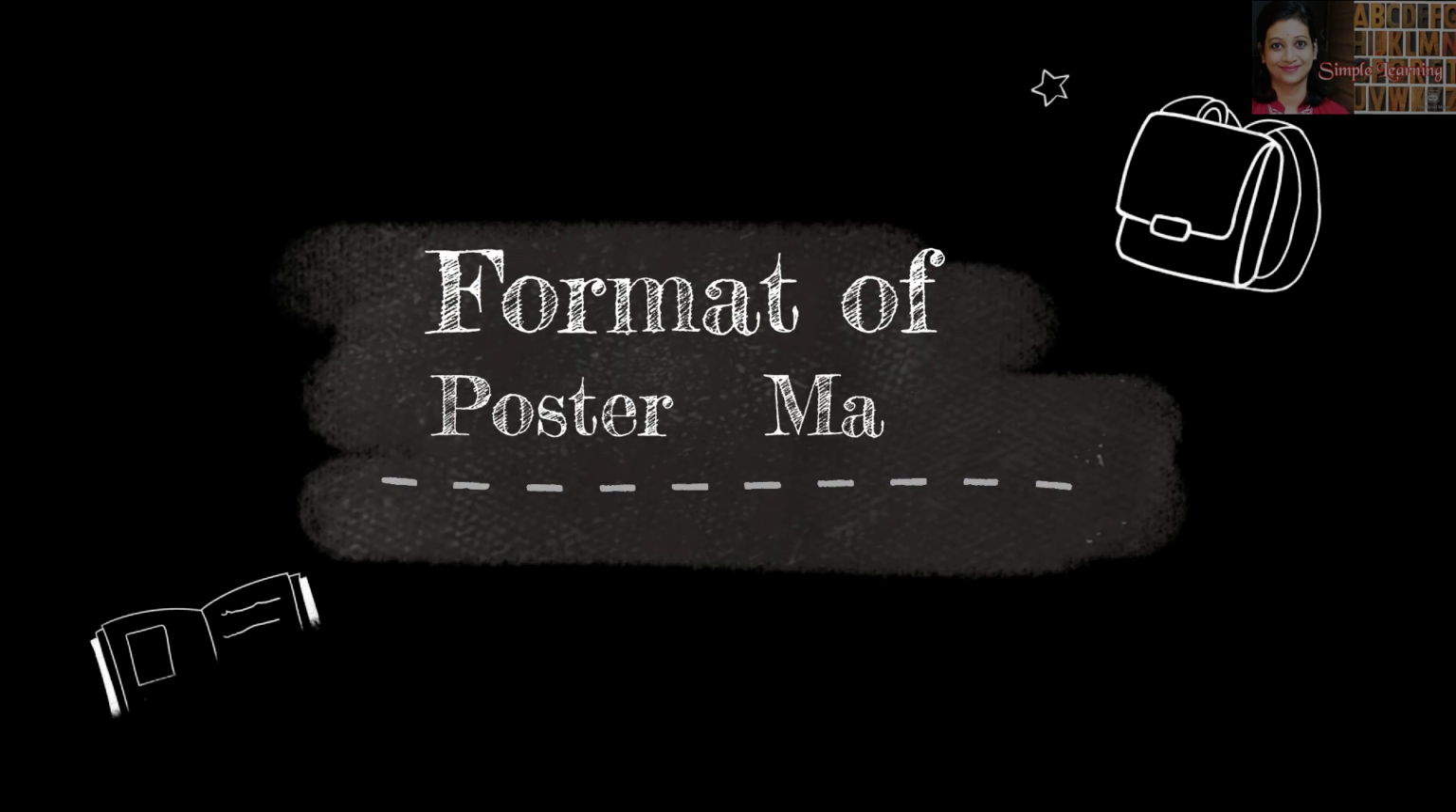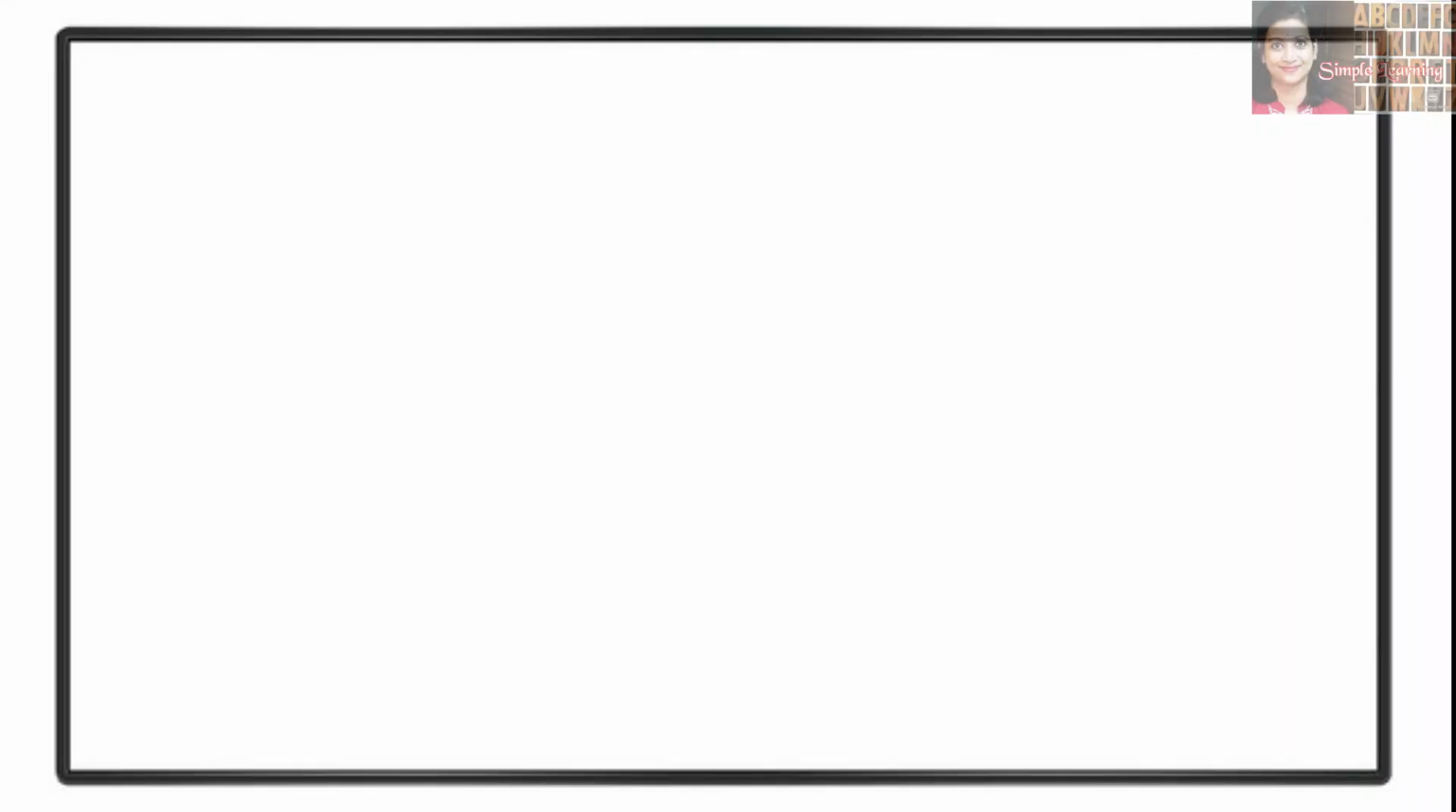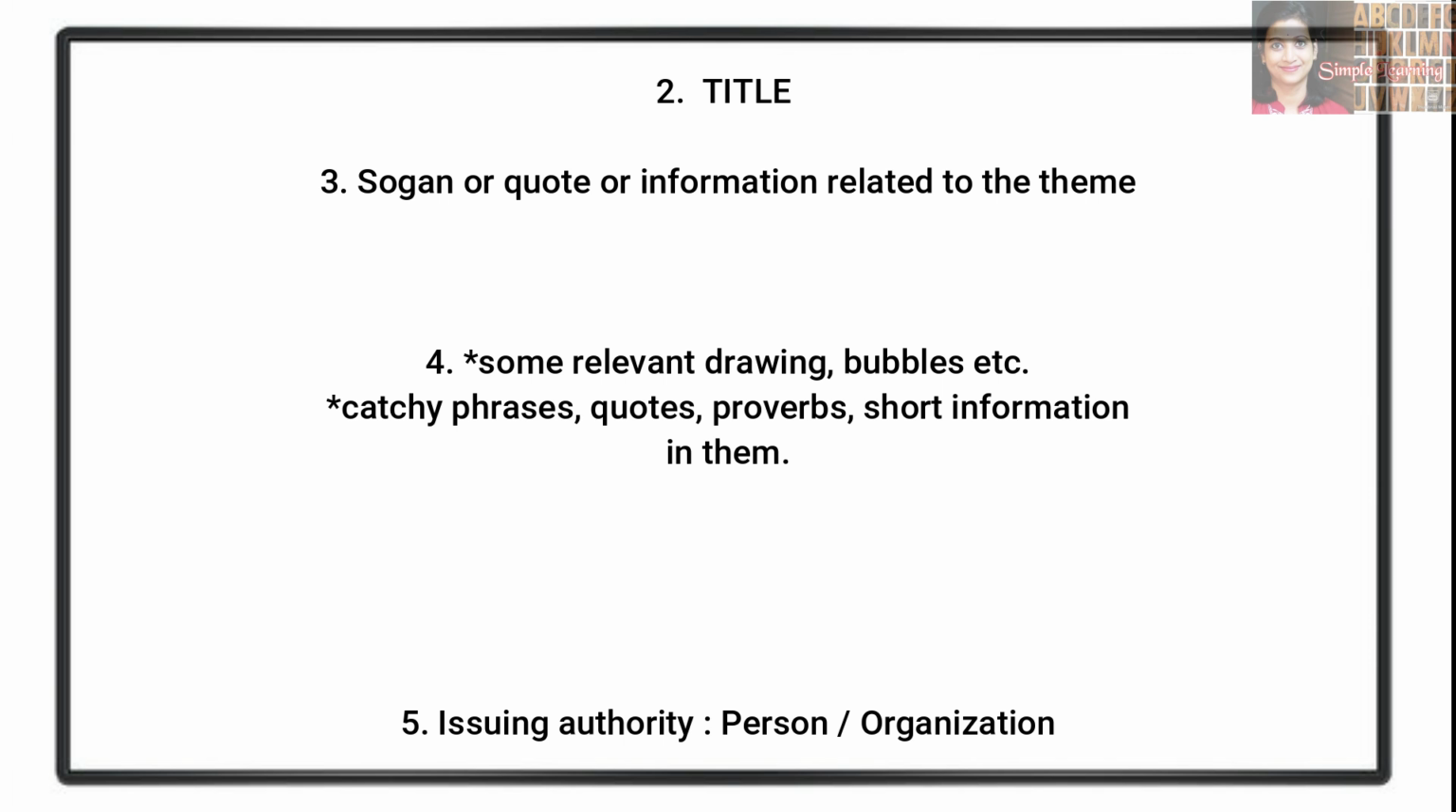Next, we will learn the format of poster making. First, draw a rectangular box of the size of the poster. Second, in the top middle, write the title or theme of the poster. Third, exactly below the title, write the slogan or quote or information related to the theme of the poster. Fourth, you can make some relevant drawing, bubbles, etc. and write some catchy phrases, quotes, proverbs or some short information in them. And lastly, mention the issuing authority, that is the person or organization who has issued the poster.